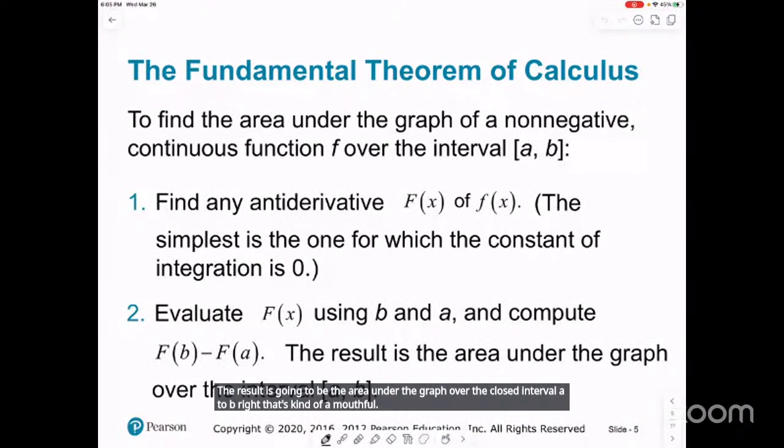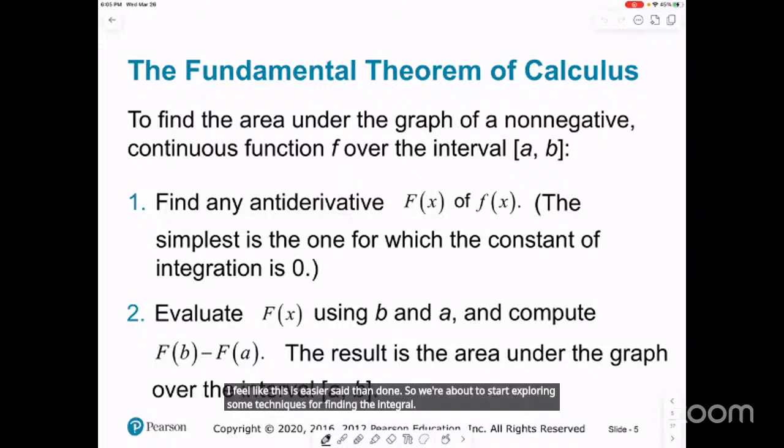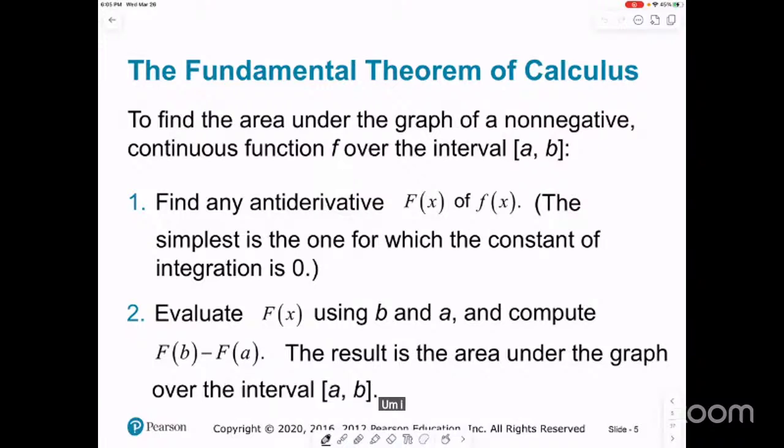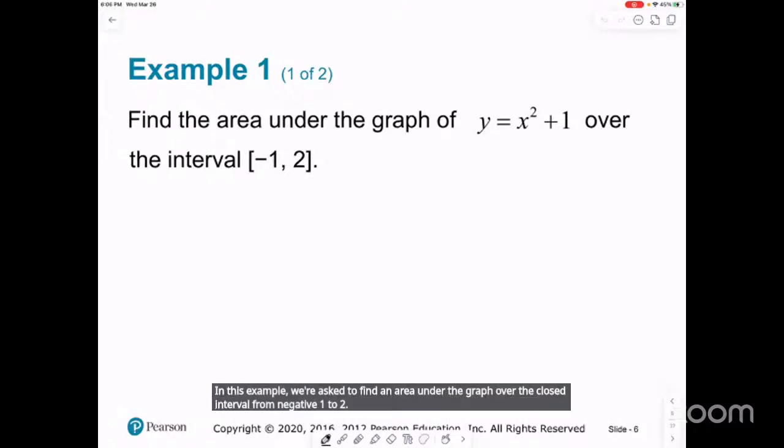I feel like this is easier said than done. We're about to start exploring some techniques for finding the integral. I think we've explored a few already, but let's keep going. In this example, we're asked to find the area under the graph over the closed interval from -1 to 2.